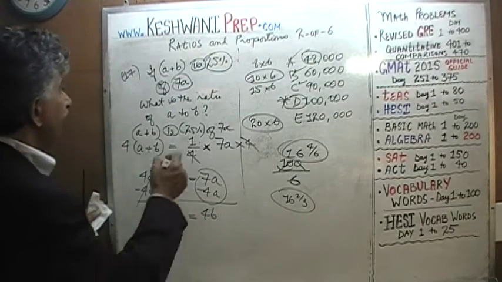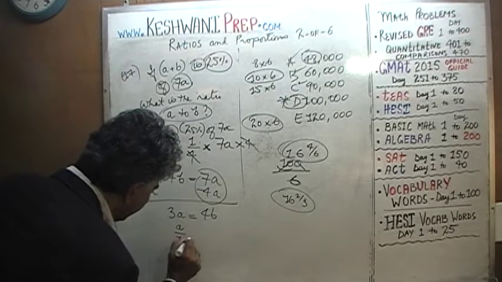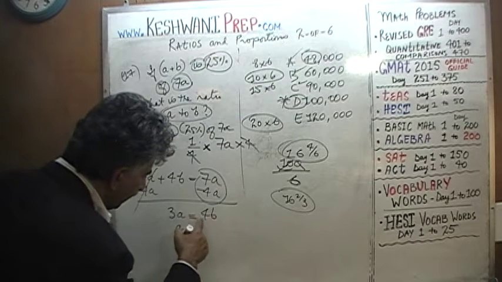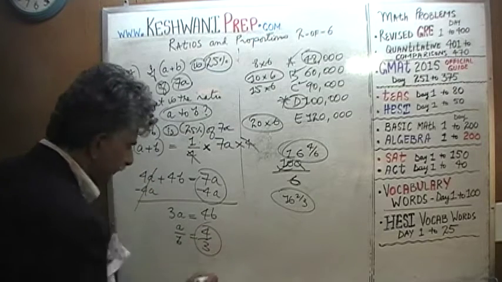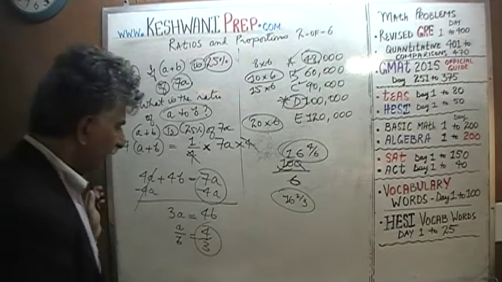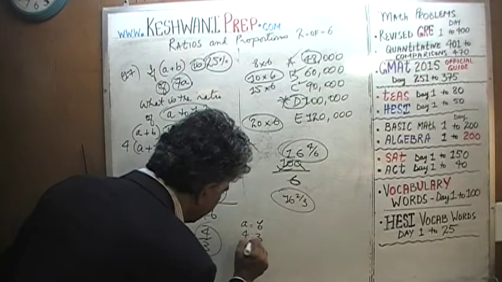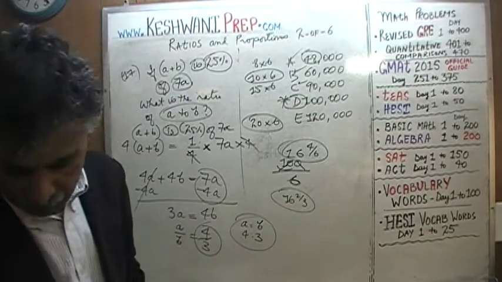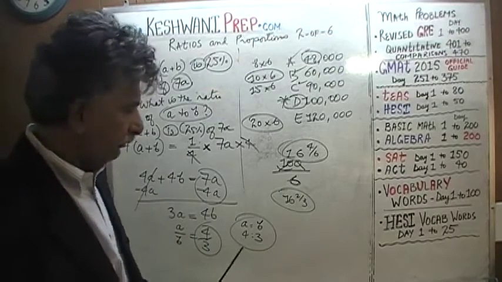And we want the ratio of A to B. What's the ratio of A to B? So A over B, bring the B down here, and here is our 4, 4 is here, bring the 3 down, and we are done. The answer is 4 to 3. The ratio of A to B is 4 to 3. They are in the ratio of 4 to 3. Let's do the next one, shall we?